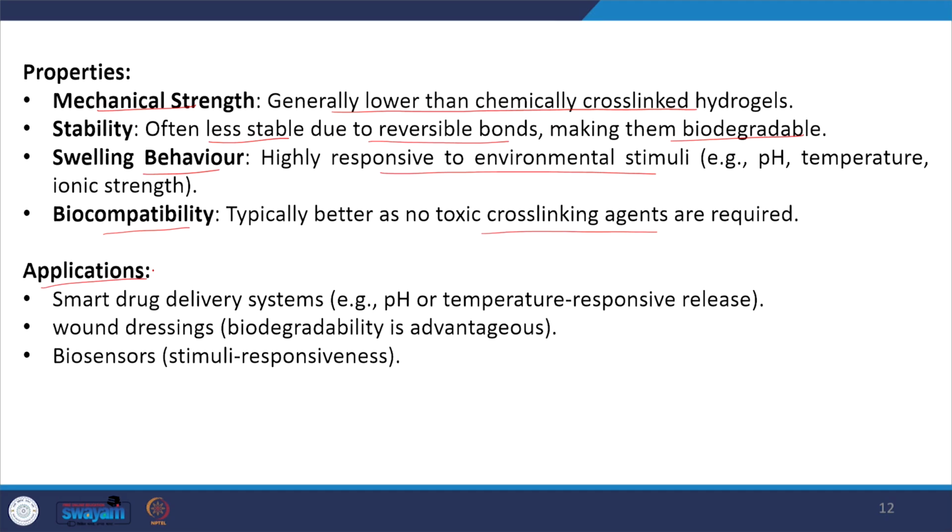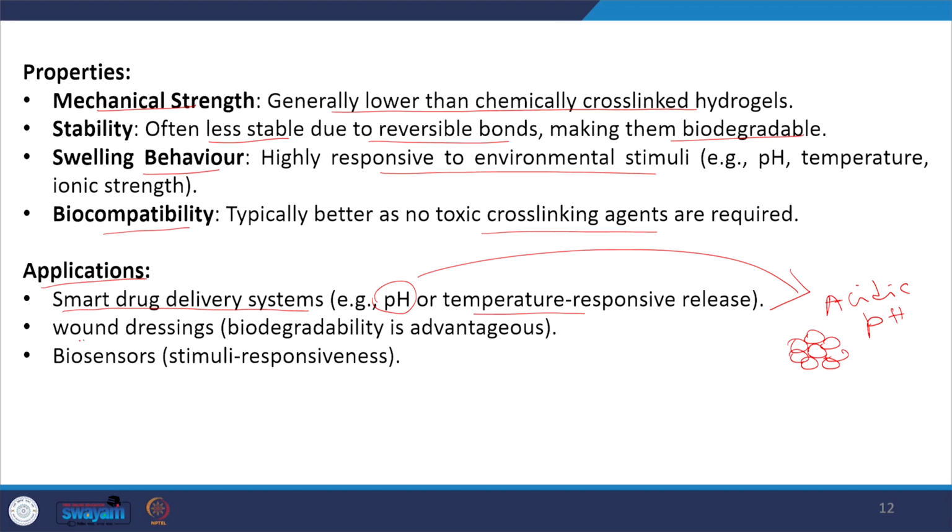And in the application part, we can use this hydrogel for various drug delivery application, especially in case of smart drug delivery system. For example, we can make a pH sensitive or temperature responsive drug release. In case of tumor, we will have an acidic pH. We can make a smart drug release system which is sensitive to acidic pH. We can release the anti-cancer drug and destroy the tumor cells.